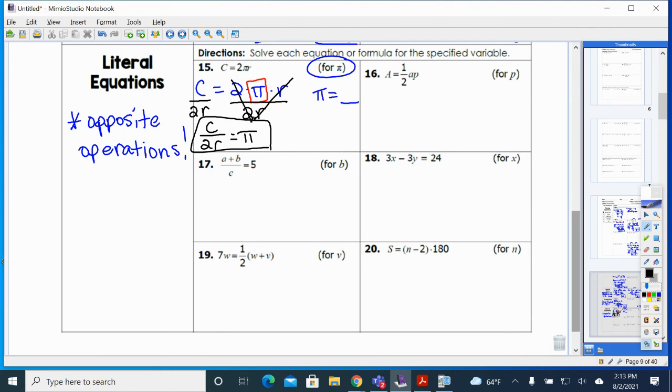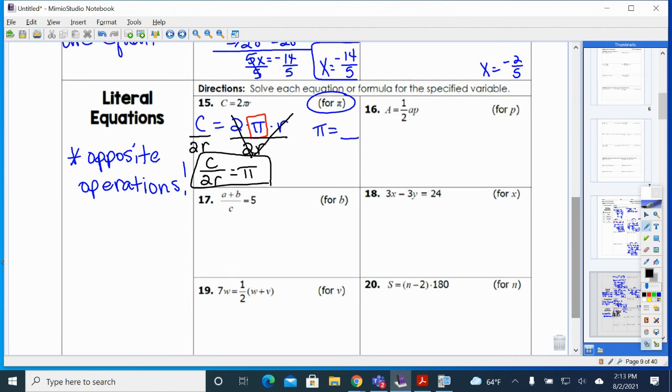I'd like to look at example number 16 because it does involve a fraction. And fractions with literal equations are a little tricky. They are a little more complicated. So this is A is equal to 1/2 times a times P. And I'm trying to get the P by itself. I know I need to divide by the little a. That goes away and that goes away. So I have A over a is equal to 1/2 P.